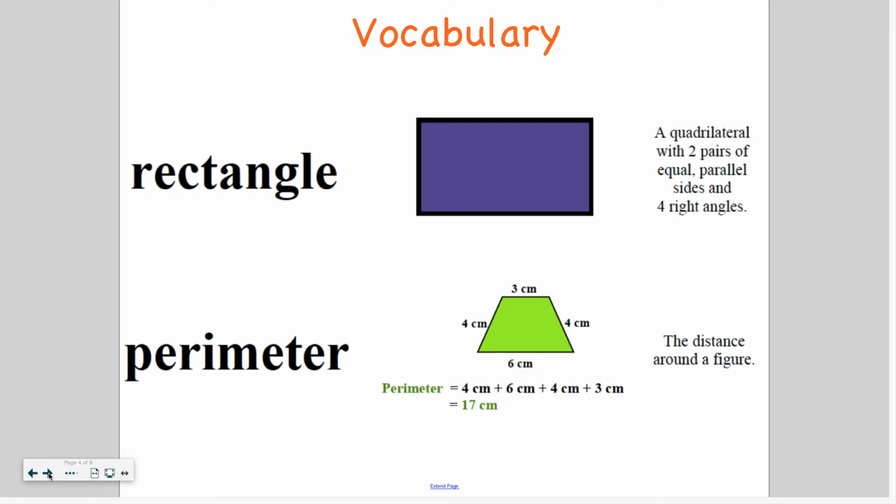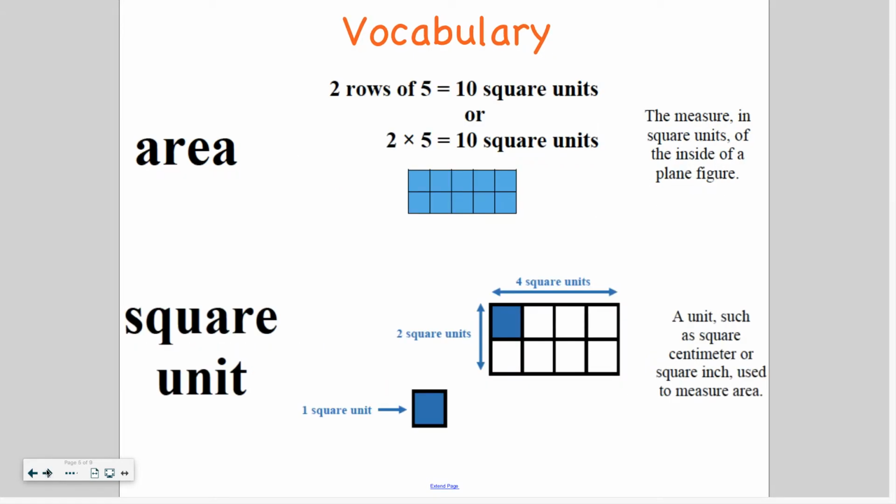The perimeter we just reviewed is the distance around the figure, so adding all sides of the shape. The area is the space inside, and it's measured in square units. And a square unit is just a unit like a square centimeter or square inch, and it's used to measure the area of a shape.